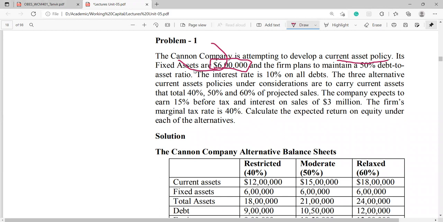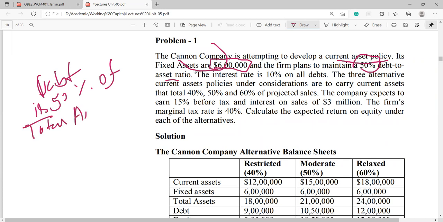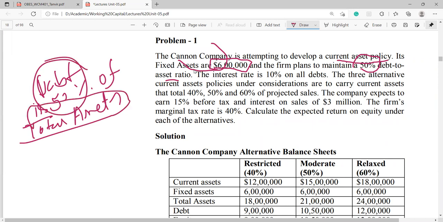6 lakh. You have to reply so that I can understand. And the firm plans to maintain a 50% debt to asset ratio. So what does it mean? Their debt is 50% of total assets. So what will be total assets? Their debt will be 50% of that total asset. The interest rate is 10%.